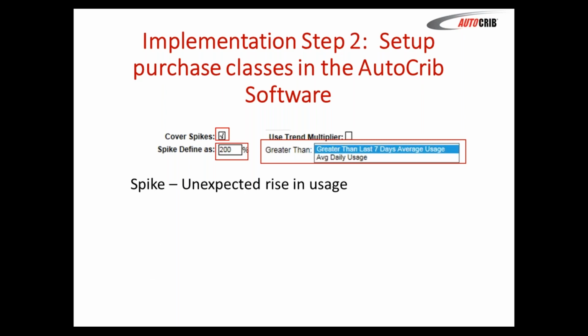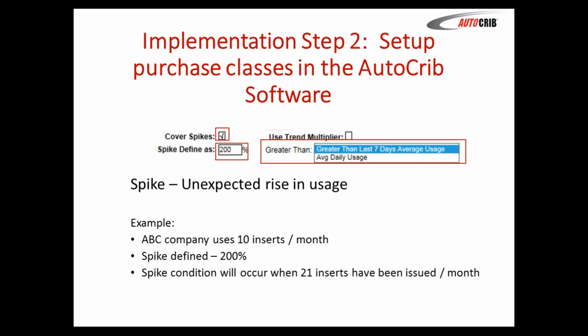For example, ABC Company uses an average of 10 carbide inserts every month. The spike has been defined as a 200% increase over the normal average daily usage. A spike condition will occur once 21 carbide inserts have been issued within a month.